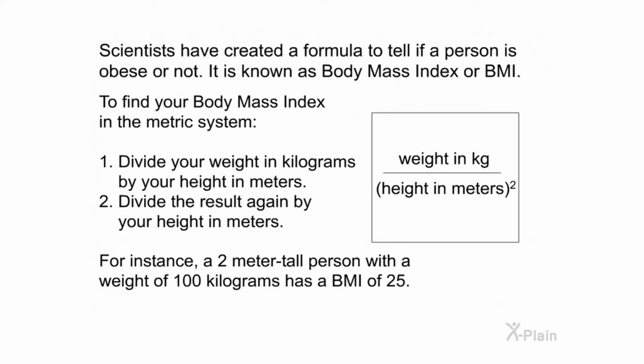To find your body mass index in the metric system, 1. Divide your weight in kilograms by your height in meters. 2. Divide the result again by your height in meters. For instance, a 2-meter tall person with a weight of 100 kilograms has a BMI of 25.